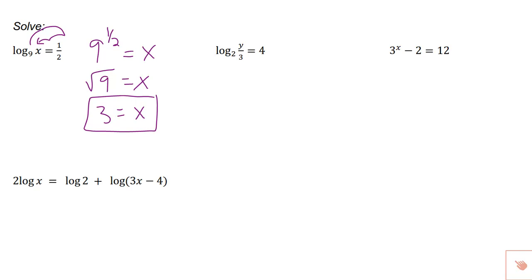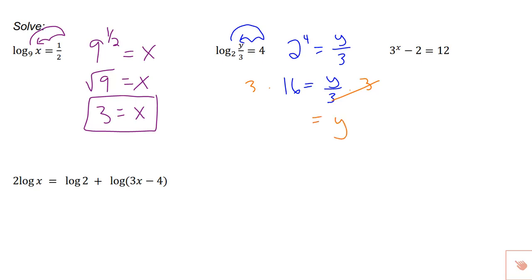Not terrible. I see here I'm asked to solve, and I'm going to go ahead and do my frog on a log again. Start with the base and jump all the way over. So 2, jump to the 4, equals y divided by 3. 2 to the 4th I know is 16. And now this is just an algebra problem. It has nothing to do with logs at this point. We're going to isolate that y by multiplying both sides by 3.